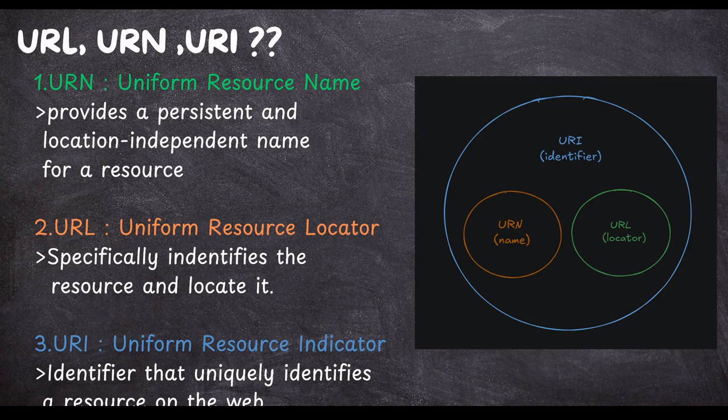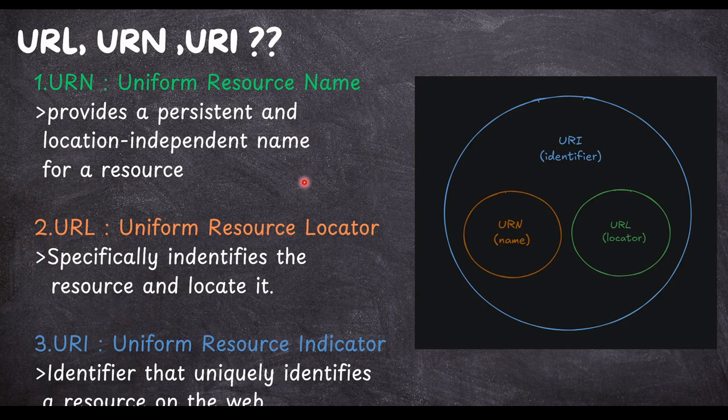Many of you must be viewing this diagram for the very first time, so let me break it down for you. You can see this Venn diagram where URI is the superset and URN and URL are subsets of this URI superset. Most of you must have heard the term URL. URL is basically that website address. Okay. Now, what are all these? What do they do?